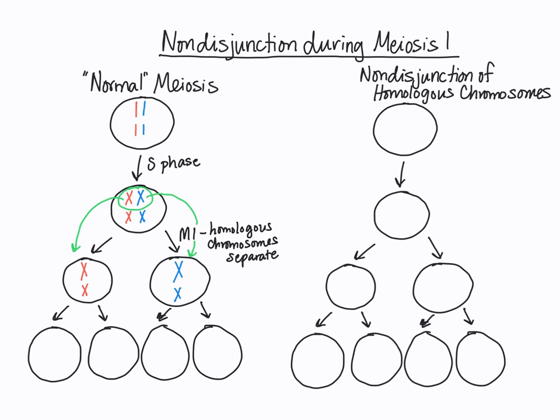Now, during meiosis 2, the sister chromatids separate. Which means that these X-shaped chromosomes get pulled apart into their 2 individual sister chromatids. And so we can draw a little line here to show that one of those sister chromatids goes into one daughter cell and the other sister chromatid goes into the other daughter cell. So we should end up with something that looks kind of like this.